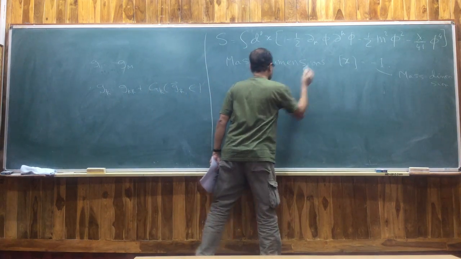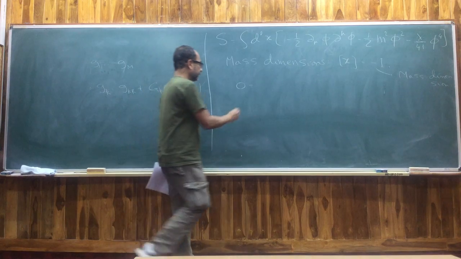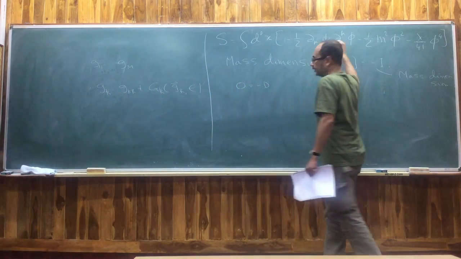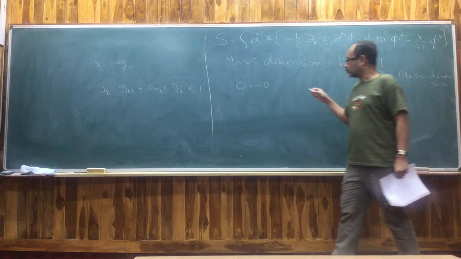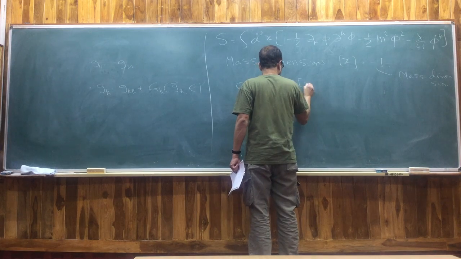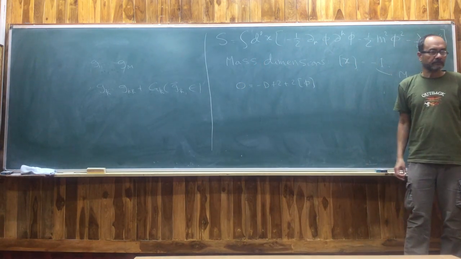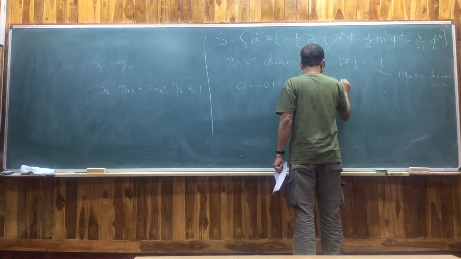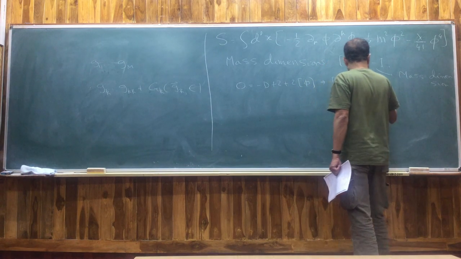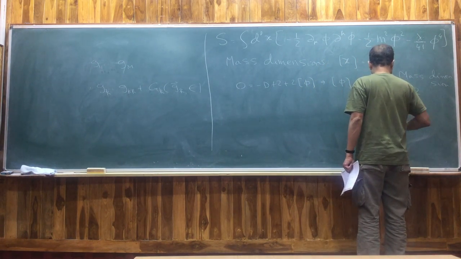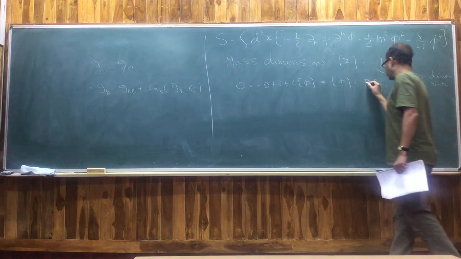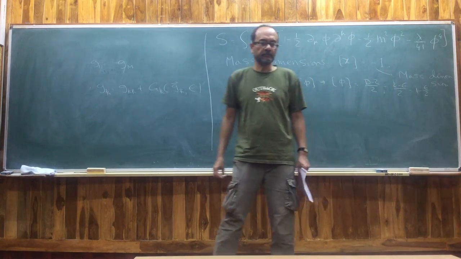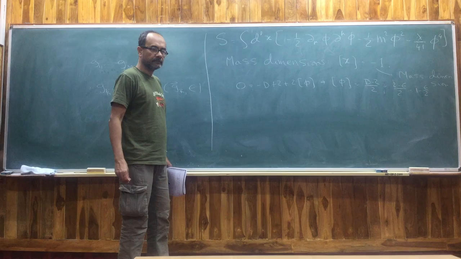So let's look at this term over here. You get 0 equal to minus d, because there are d x's. Then we have derivatives, which means x in the denominator, so that's plus 2 times the mass dimension of phi. This is a symbol for mass dimension. So this gives you the mass dimension of phi as (d minus 2) by 2, which is (4 minus epsilon minus 2) by 2, so that's (2 minus epsilon) by 2, which is 1 minus epsilon by 2. Is this okay?